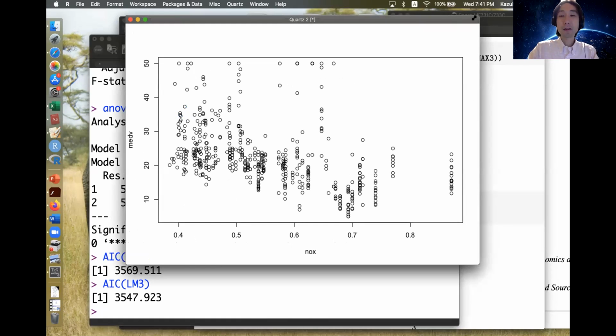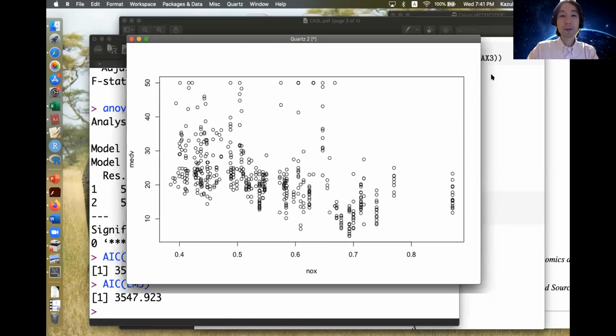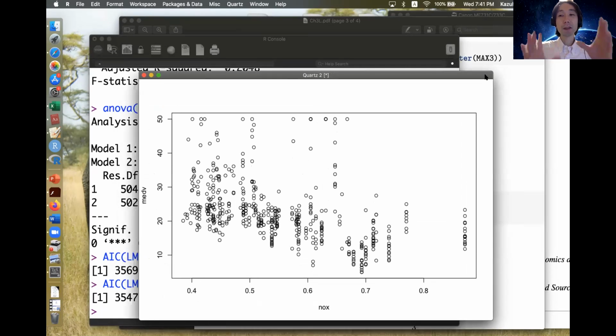So in R, we have several graphic functions. One graphic function gives everything. For example, plot(x, y) makes a scatter plot. And some additional functions are available, for example, abline. Abline adds something onto this plot.